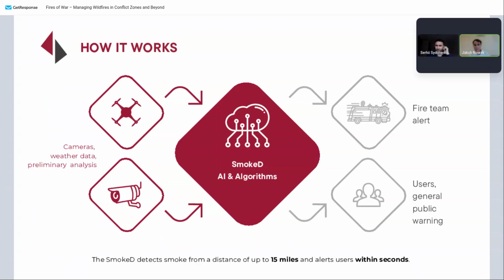How does it work? Basically, our cameras and other devices provide packages of pictures and frames to the cloud. The cloud is equipped with AI algorithms that detect any danger, so we can send alerts to our clients. The SmokeD system is effective up to 15 miles.